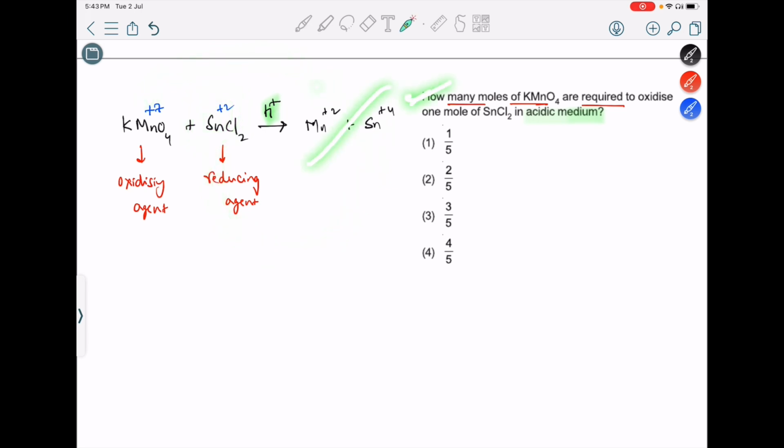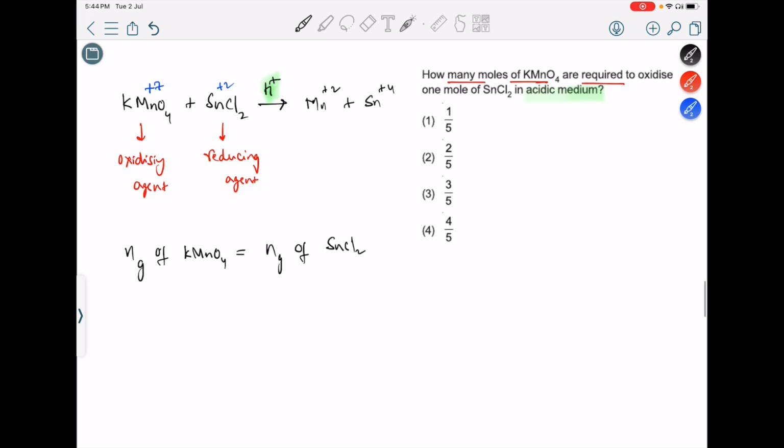Anyway, to solve these questions, products are not at all required. I repeat, to solve these questions, products are not required, but you have to know what will be the n factor for each reactant. So how to do this? Please remember, whenever you're solving these kinds of questions, we start by equating the number of gram equivalents of both the reactants. That is, the number of gram equivalents of KMnO4 should always be equal to the number of gram equivalents of SnCl2.